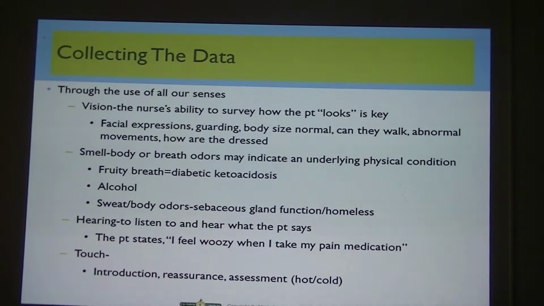And we collect our data through our senses. Visually, we look at them, okay? We can get a lot of data based upon a patient's facial expressions. Are they guarding a certain area? Can they walk, or do they walk abnormally? And then also, how are they dressed? Is it appropriate for the season? Or are they dressed like they may not have been able to wash their clothes for a while? Those types of things.